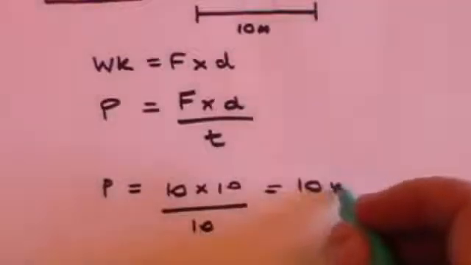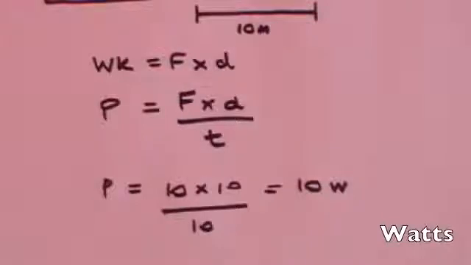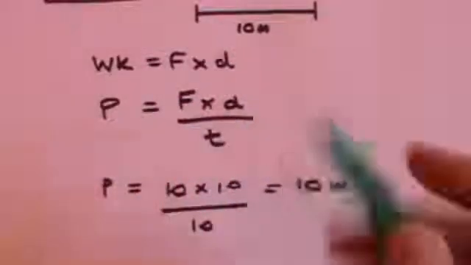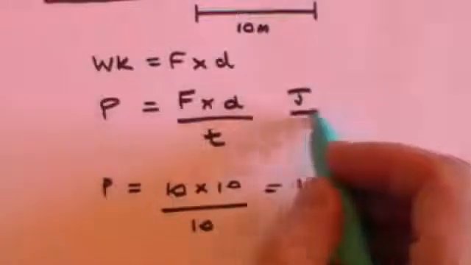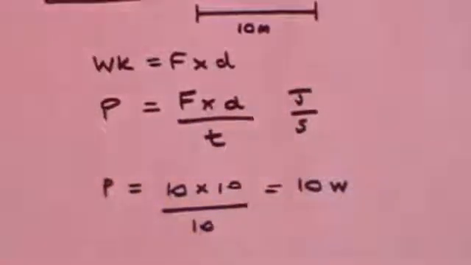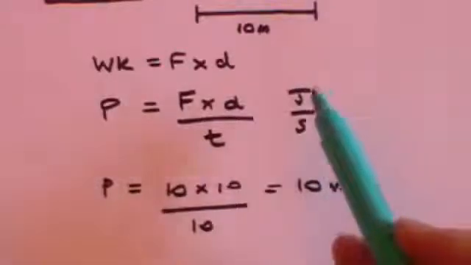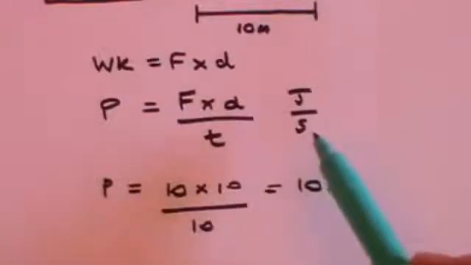It's 10 watts. We call power watts. The unit of power is watts. What you could have said is that power is work divided by time. Work is joules and time is seconds. So you could say that power was joules per second. And that would be perfectly fine.